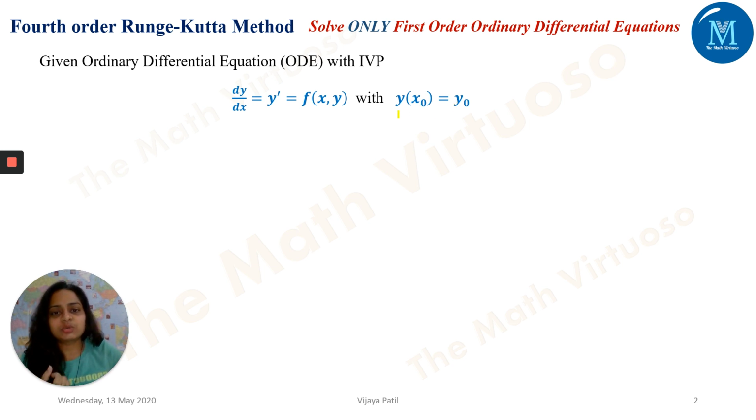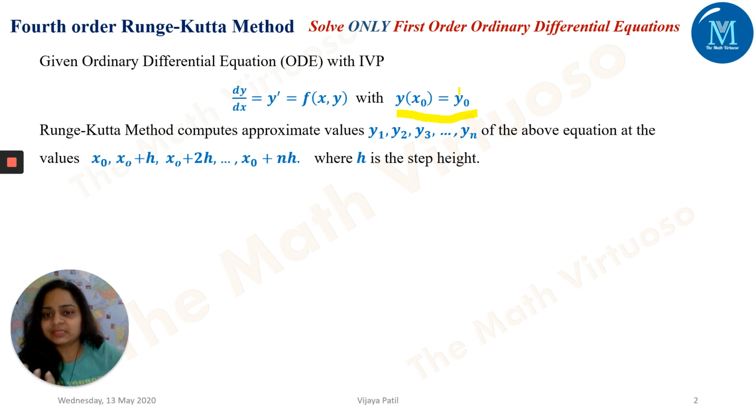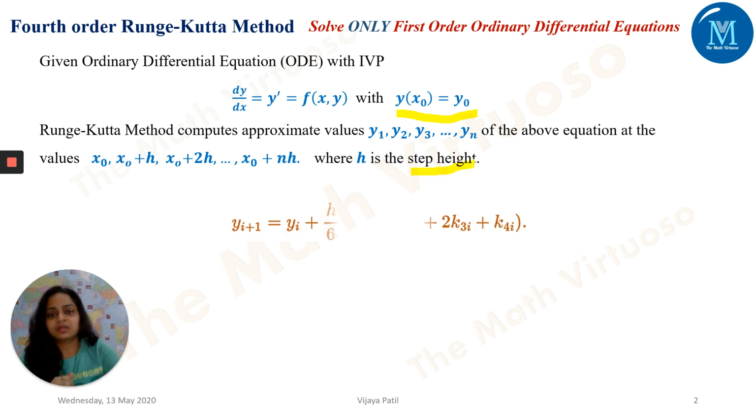What is this? This is known as the initial value. So the initial value has been given to us in this way. It shows that the value of y at x0 is given to us as y0. So we have to consider (x0, y0) as my initial values. This method computes approximate values of y1, y2, y3 and so on, with the values of x0, x0 + h, x0 + 2h and so on. What is this h? h is nothing but the step height of this particular interval.